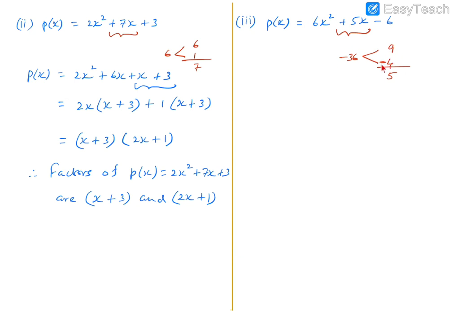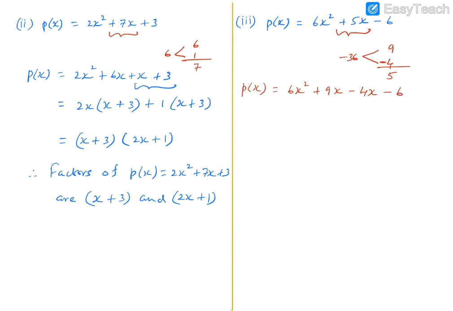So 9 4s are 36, and one of the numbers is negative, so it's minus 36. So you can split this using these two numbers, which is plus 9 and minus 4. So let's go ahead and do that. So we can write our p of x as 6x squared plus 9x minus 4x minus 6.